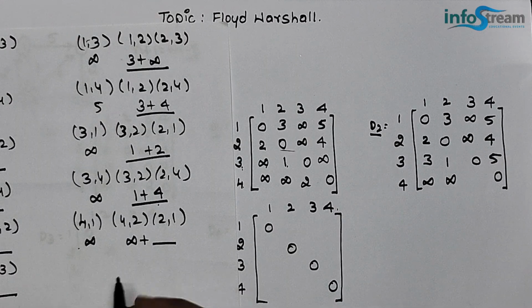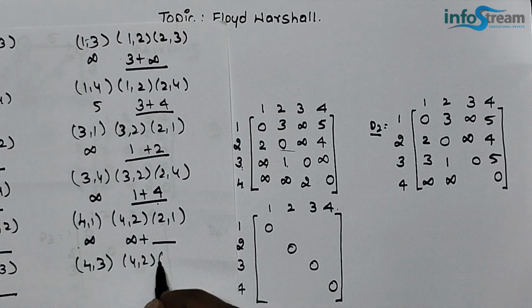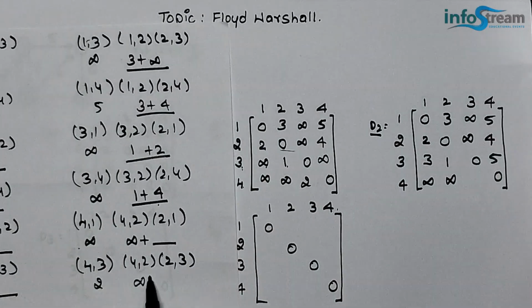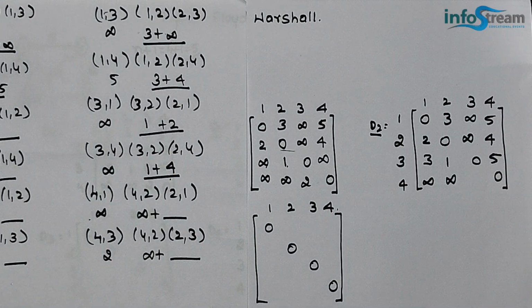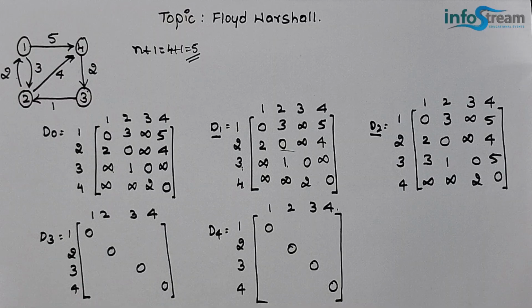4 comma 3. So 4 comma 3 means from 4 you come to 2, from 2 you will go to 3 again. 4 comma 3 value is 2. 4 comma 2 value is infinity. If you add anything to infinity, it will be infinity itself. So the smaller value is 2. Now you are completed with the third matrix also.